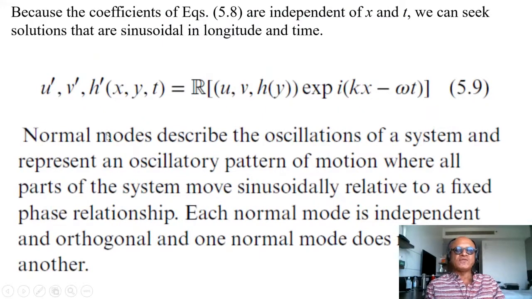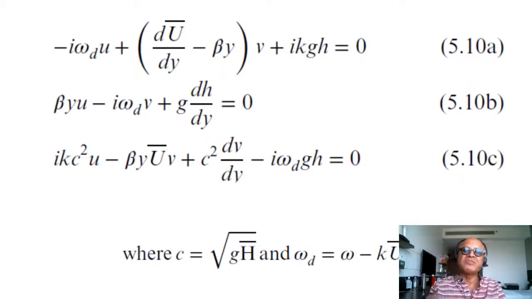Just to repeat the definition of normal modes from the book and not elsewhere. Normal modes describe the oscillations of a system and represent an oscillatory pattern of motion where all parts of the system move sinusoidally relative to a fixed phase relationship. So there is no relative motion of the different components of the system. And each normal mode is independent and orthogonal, and one normal mode does not produce another one. So they are independent and orthogonal in that sense. We will see what that means when we come to the physics of it.